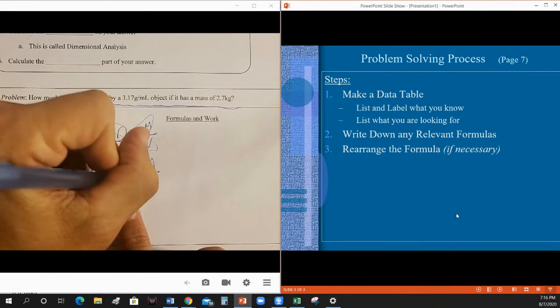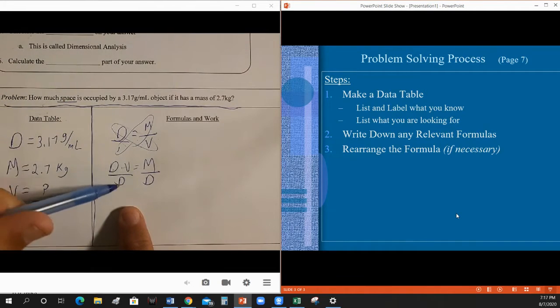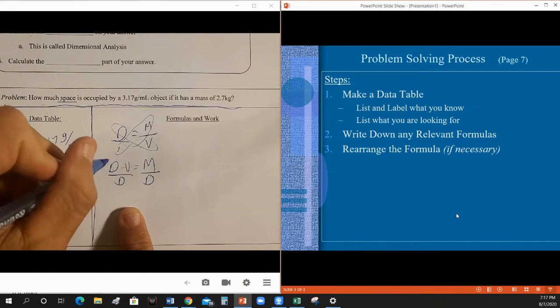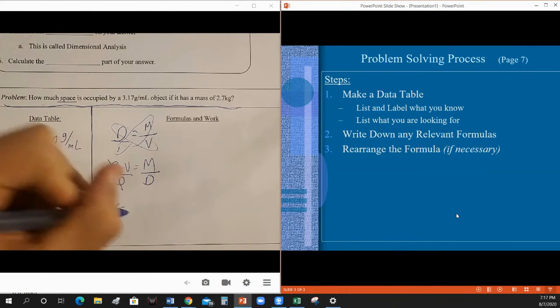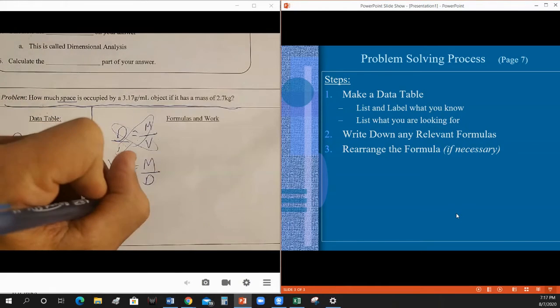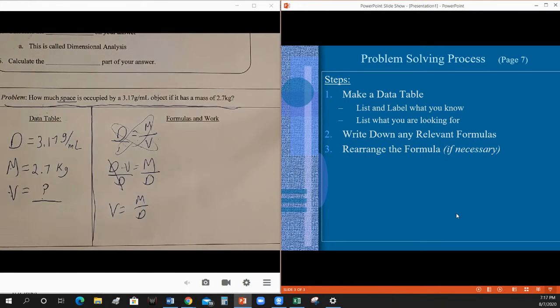Of course, the golden rule. Whatever you do to one side, you have to do the same thing to the other side. So we're going to divide both sides by d. So my d's cancel out. So my formula is v equals m over d.